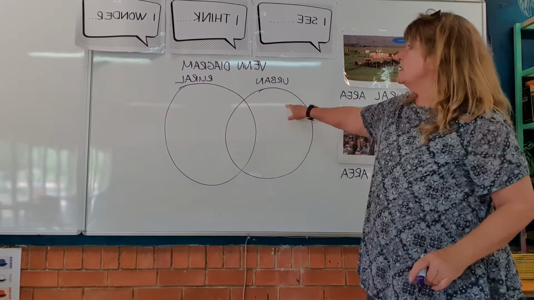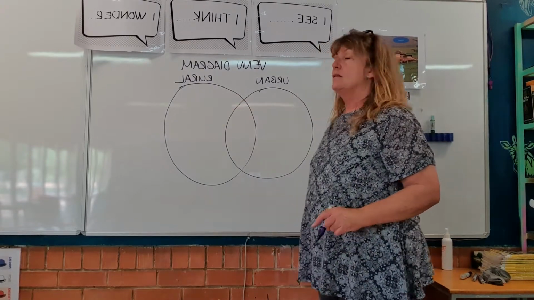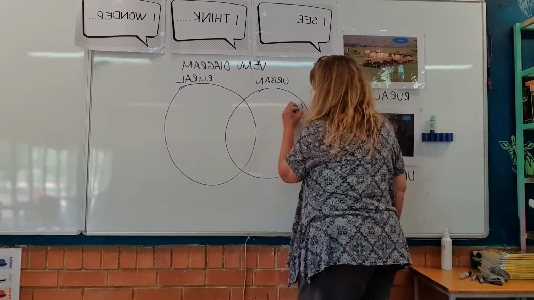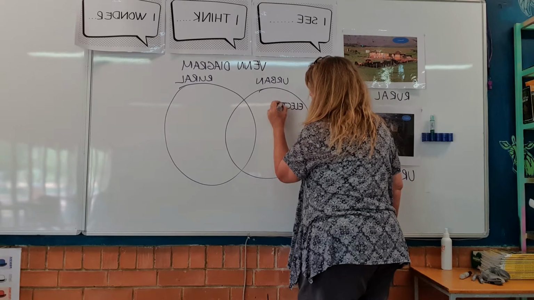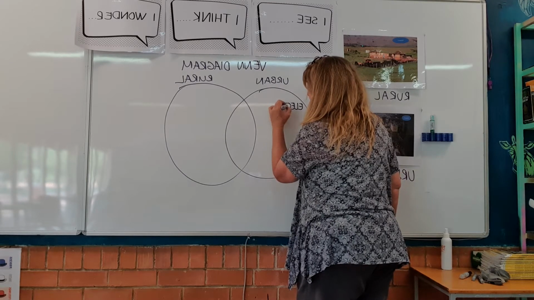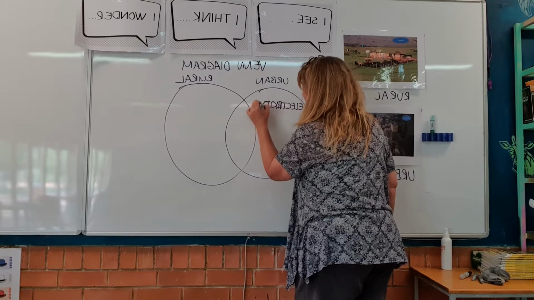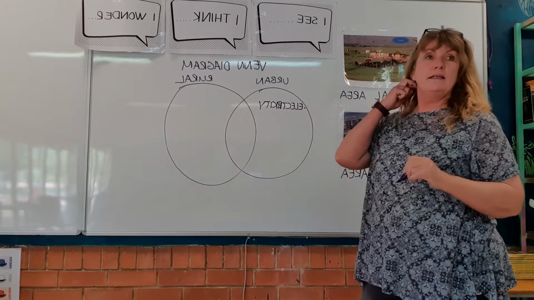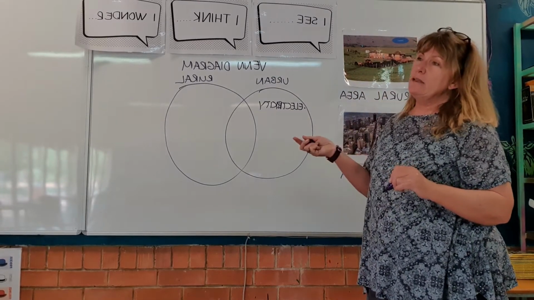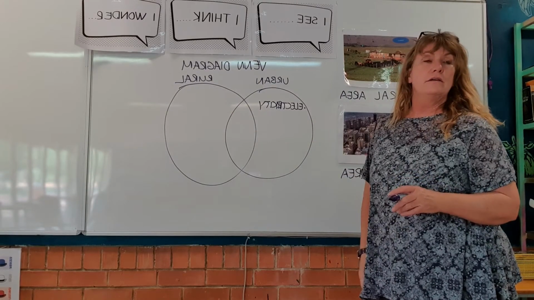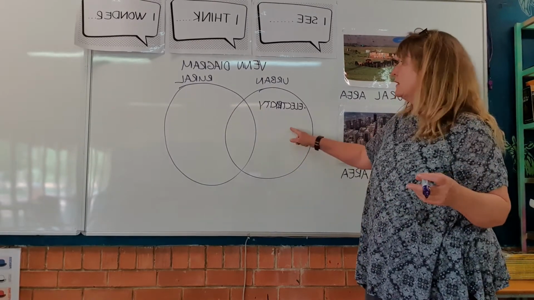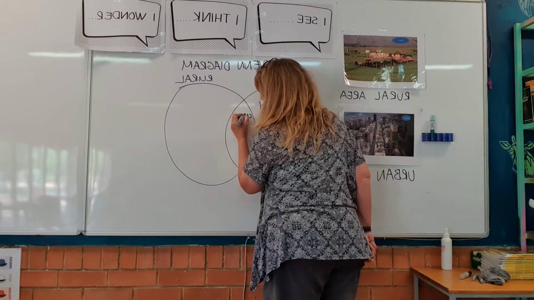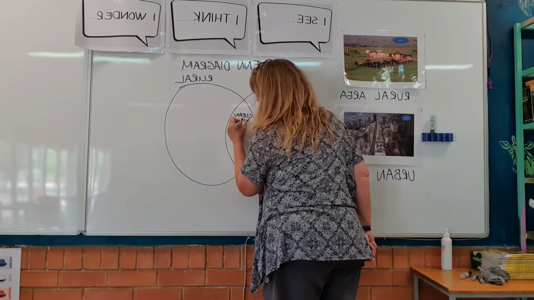What happens in an urban city that you don't get happening in the rural areas? Anybody? Yes. Electricity. Okay. Clean water? Yes. Okay, now could we get clean water in an urban area and a rural area? Wouldn't you get clean water from the tap, from the municipality? So that would be clean water. That belongs to both of them.